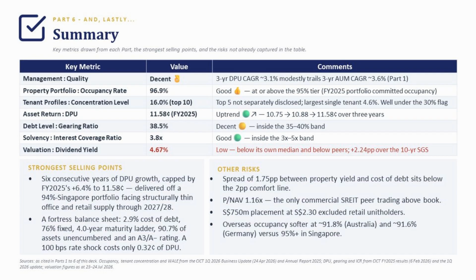Okay, let's break that down. A 50 basis point negative differential between the asset under management compound annual growth rate at 3.6% and the distribution per unit compound annual growth rate at 3.1% is a direct mathematical indicator of distribution dilution relative to asset scale.